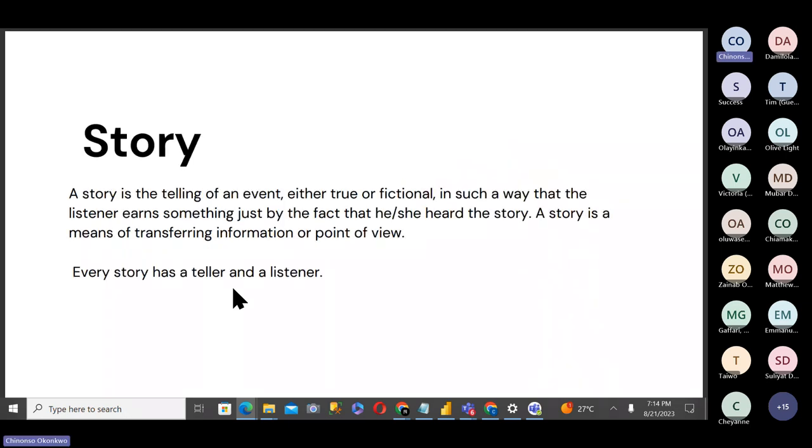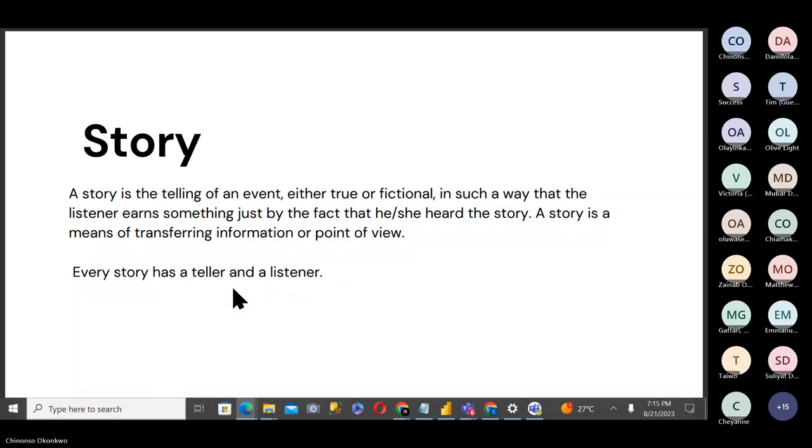What is a story now? A story is the telling of an event, either true or fictional, in such a way that the listener learns something just by the fact that he or she heard the story. A story is a means of transferring information or point of view. So if I want to pass information to you, what do I use to do that? I use a story. Every story has a teller and a listener. Who is the teller for us in the data analyst space? A data analyst. And who is the listener? Our audience. It could be a stakeholder at a particular company, an executive, or a product manager. That is your audience, that is who you're telling your story to. So every story should have a teller and a listener.